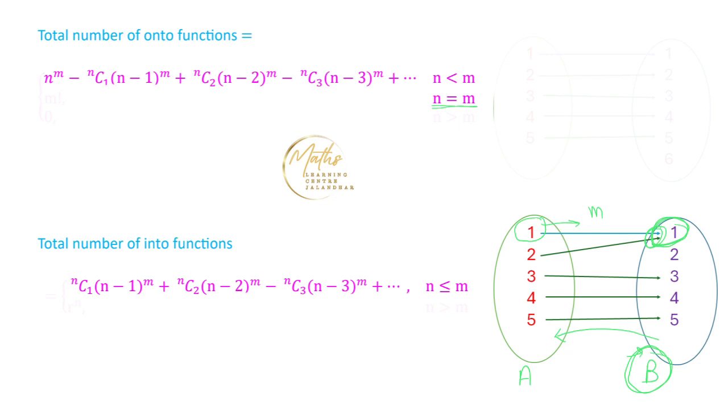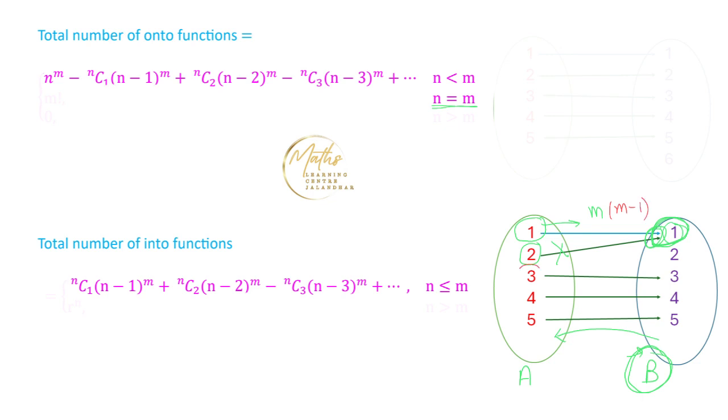Suppose 1 is mapped to 1. Now 2 cannot be mapped to 1. For the function to be onto, 2 cannot be mapped to 1. It should be mapped to one of the remaining elements. It means that now we have m minus 1 options.